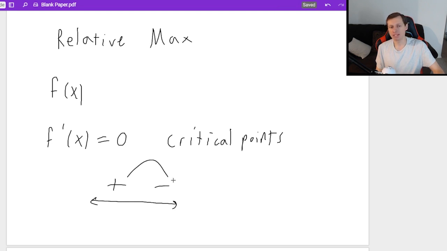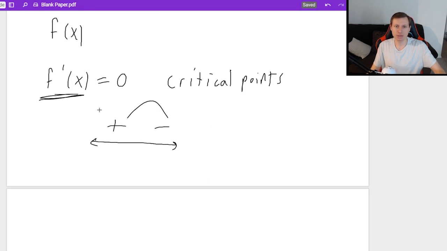And when you get positive to negative, that's where a maximum occurs. So that's the strategy. And even though we don't have a function, we do have the first derivative. It's the graph they gave us, and we just need to find where that equals 0.